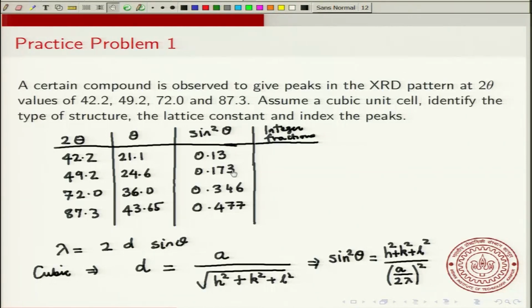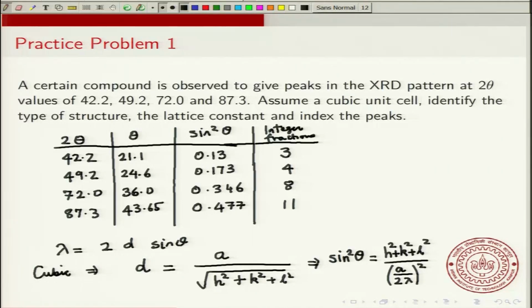Now, we see that 0.13 is about 3/4 of this. So, if we use 0.042 as the divisor, then this will be 3 times. So, 0.13 is 3 times 0.042, 0.173 is 4 times 0.042, this is 8 times, and this is 11 times.